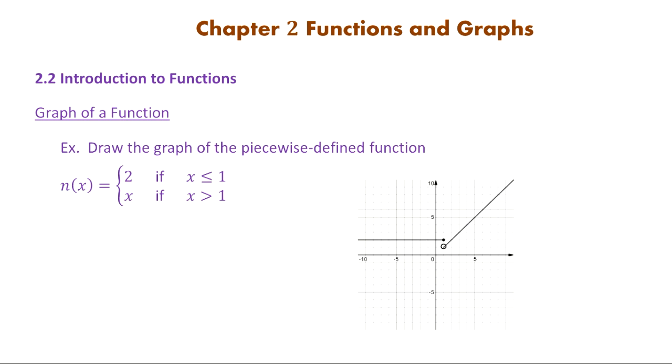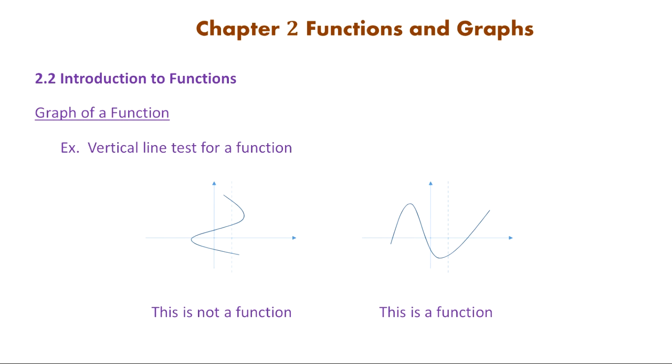Okay, so that's this example. And there's one typical way to determine whether a relation is a function or not, or any curve you can determine whether it's a function or not. That's called the vertical line test. You just draw vertical lines and see how many points each intersects with the graph. On the left, we got the graph like this, and the vertical line intersects the curve at 3 points, right? So that's not a function.